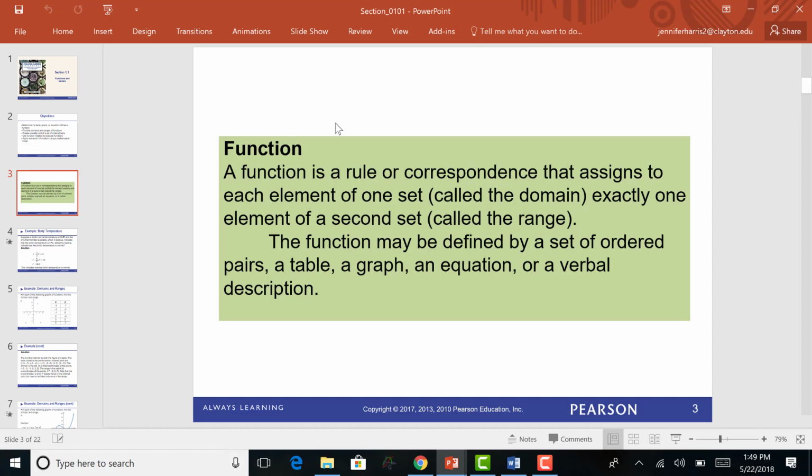All right, so you got the ordered pairs. What's the next one? Here is the next one that we're going to do.